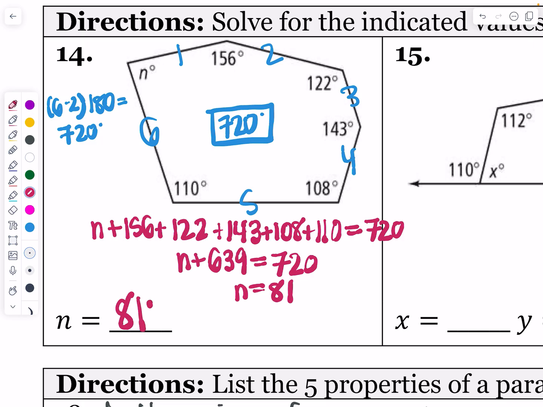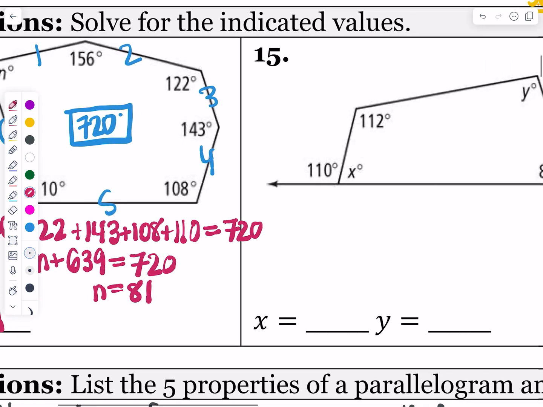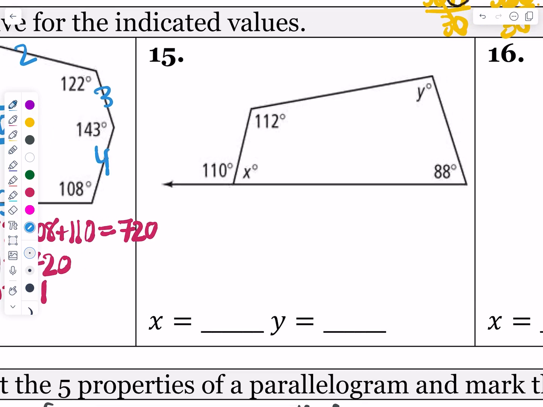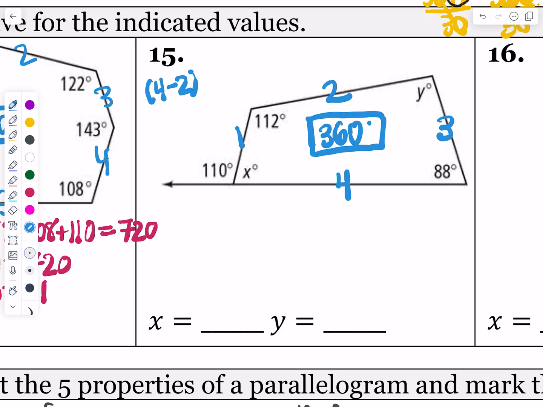81 degrees. Okay. Exact same thing on this next one, except instead of a 6-sided figure, I have a 1, 2, 3, 4-sided figure. So many of you know that the interior angle sum of a quadrilateral is going to be 360, but in case you didn't know that, we could calculate it by doing 4 minus 2 times 180. That's going to give me 360 degrees for that interior angle sum.